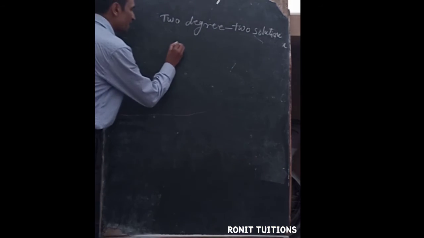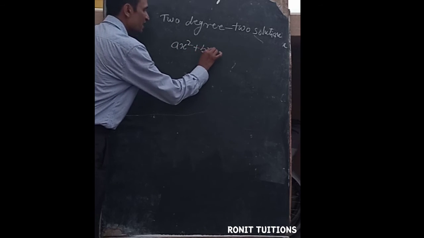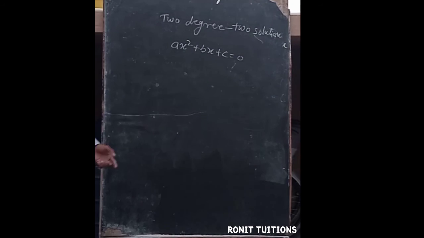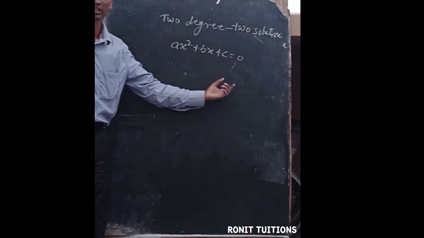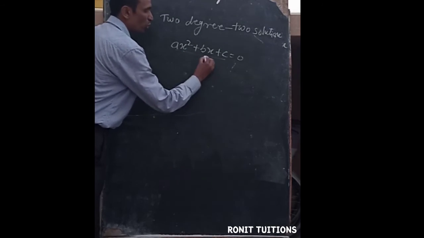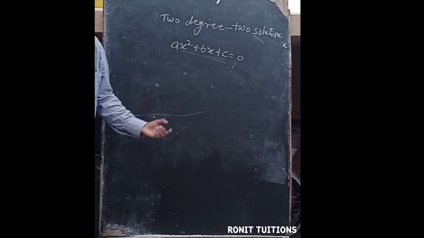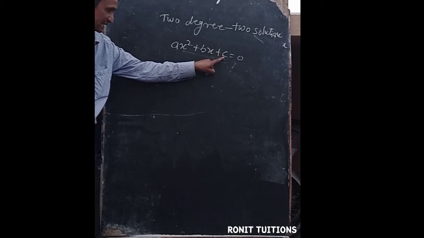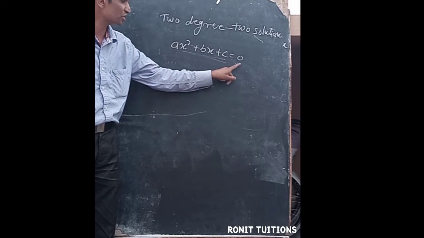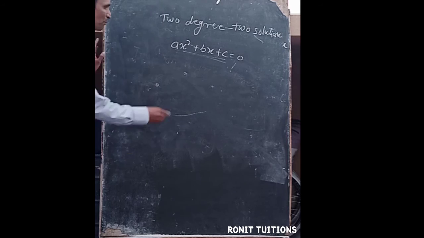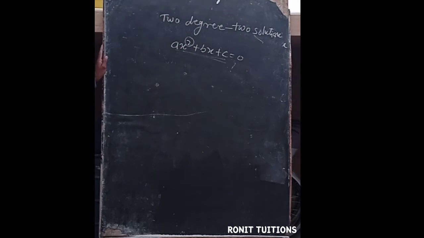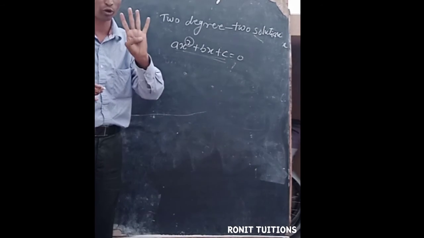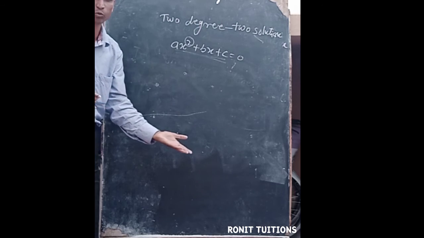We can write it as ax squared plus bx plus c is equal to 0. This is the 2 degree equation, the standard form of the quadratic equation, or 2 degree polynomial. Ax squared plus bx plus c is equal to 0 is called a quadratic equation. Wherever the power is 2, it is called quadratic. Quad means 4, but it is considered 2 for your purpose.